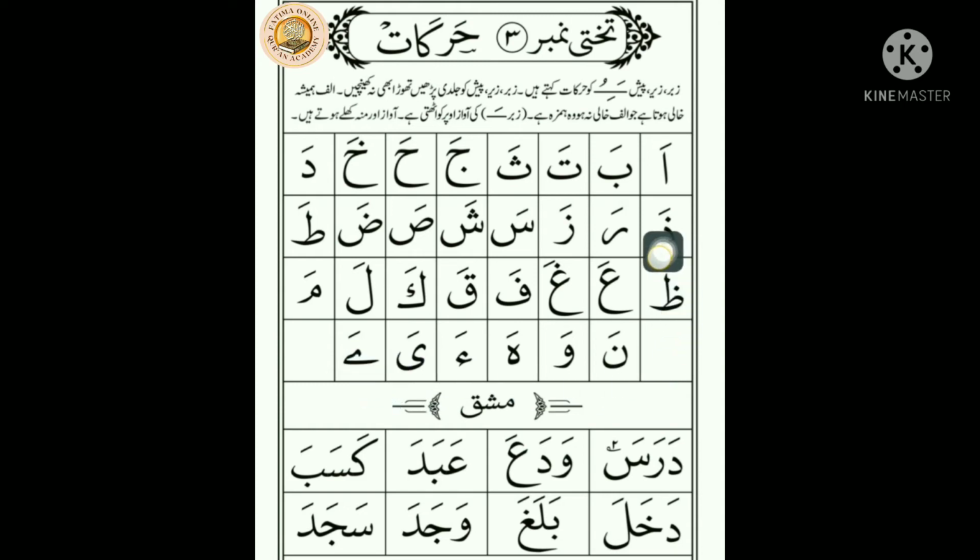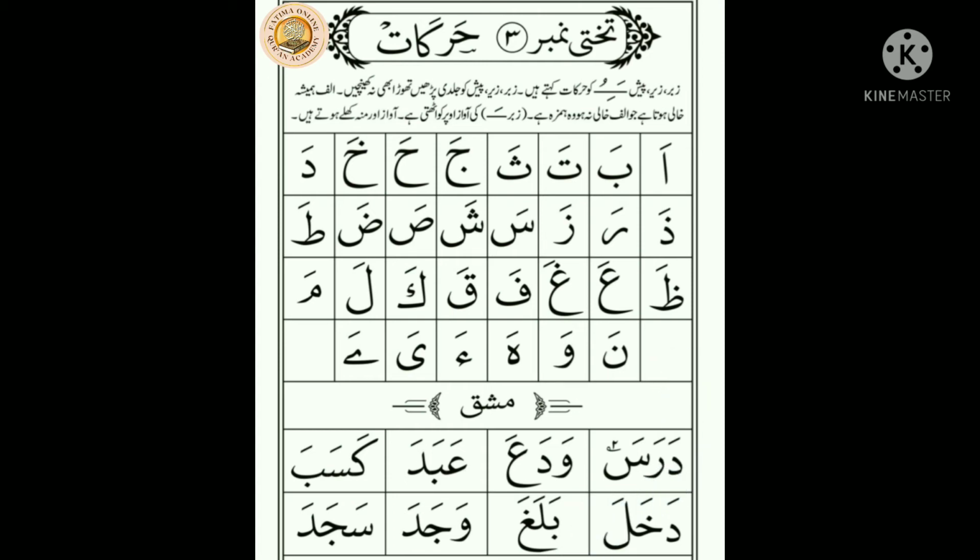So like this we have to read all the letters. Always remember, the letter ra is always pronounced heavily. If it has zabar or pesh upon it, it is always pronounced heavily, and if it has zer below it, then it is pronounced lightly. I hope you have understood all these letters. Practice these letters well, so that the sound of the zabar comes exactly, inshallah.